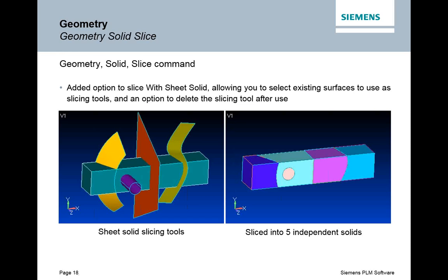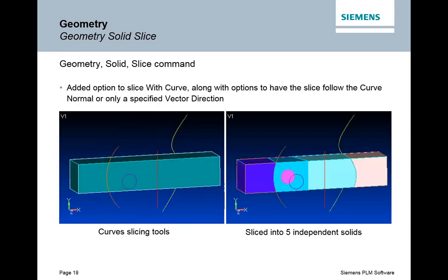And there's going to be more that you can actually slice with. Now you can slice with sheet solids, and an example is shown there in the bottom left. You've got these complex sheet solids that intersect with this solid bar, and those can now be used to slice that bar to create independent solids. You couldn't do that before with sheet solids, but now you can in 11.2. And following the same theme, you can now use curves to slice solids, and there are some options you can set for how the slicing should actually follow those curves. But that's another new feature.